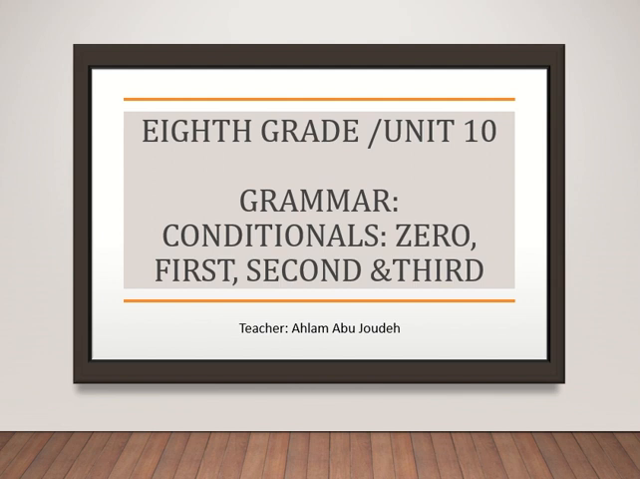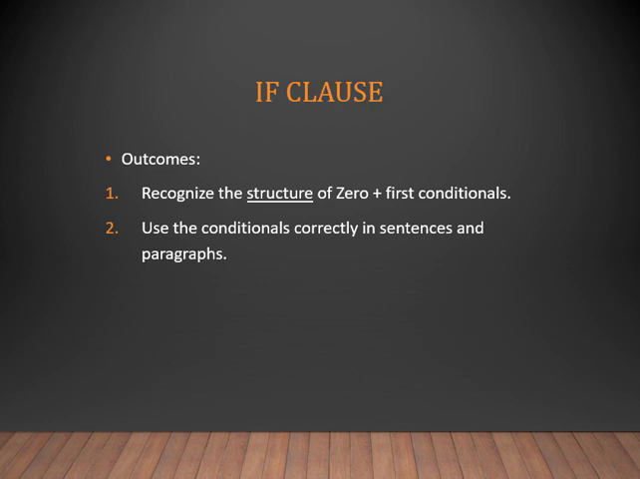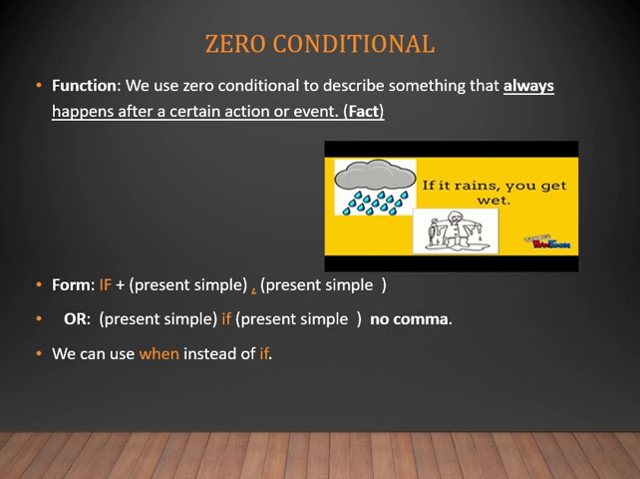In this lesson, we are going to start to talk about the first 2 types, which are the zero conditional and first conditional. In the next video, we are going to continue talking about the second and third conditionals. By the end of this lesson, you are expected, my beloved student, to recognize the structure and the use of zero and first conditionals, and use the conditionals correctly in sentences and paragraphs. We have some differences between these conditionals regarding the meaning.